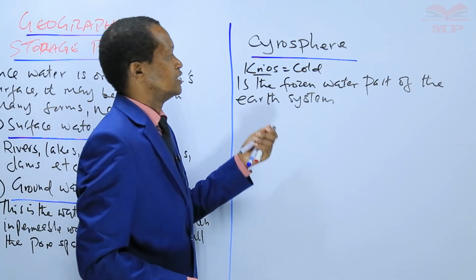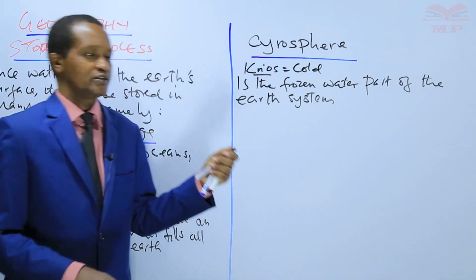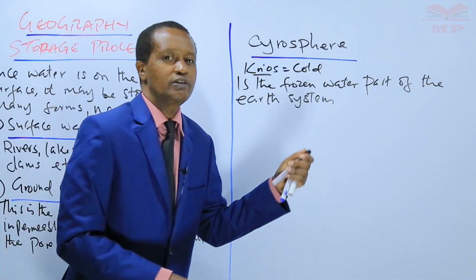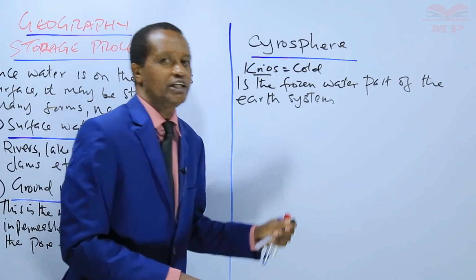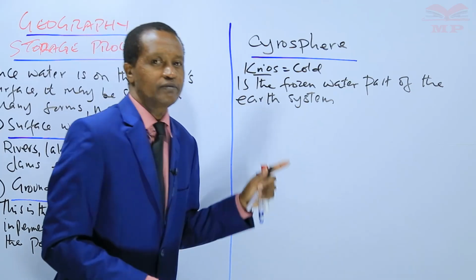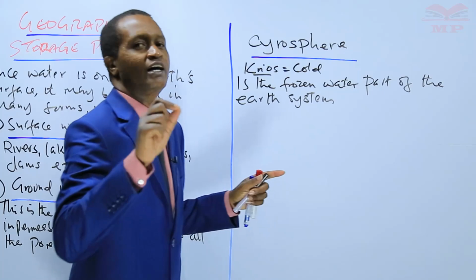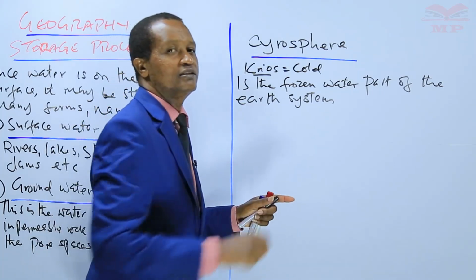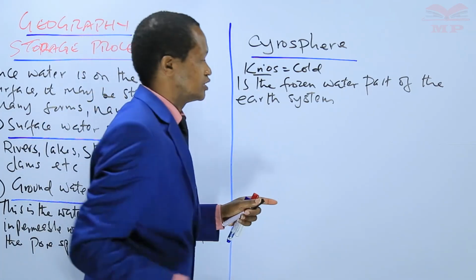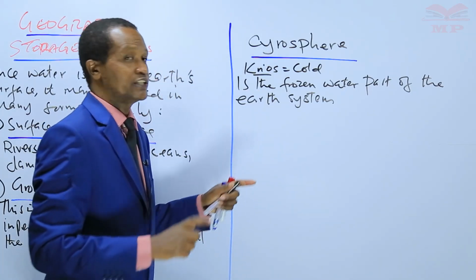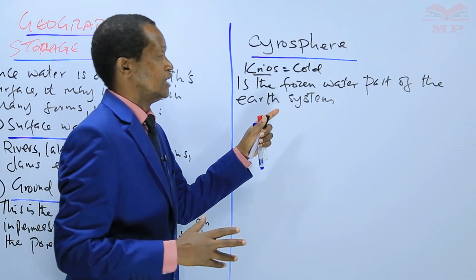So, learners, water that is on the surface of the earth can also be stored in the form of ice, in the form of glaciers, in the form of frozen water. And these are found in regions like the Antarctica and the Arctic regions. So large amounts of water can be stored in ice.